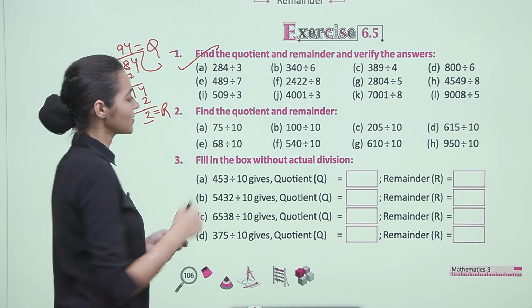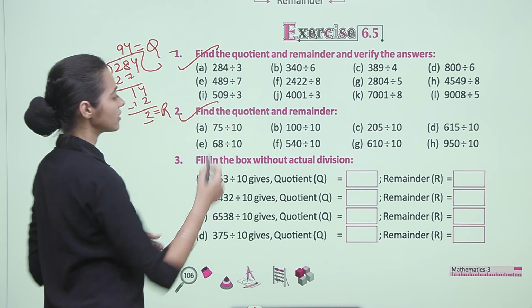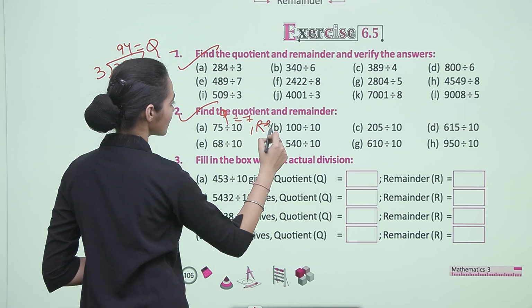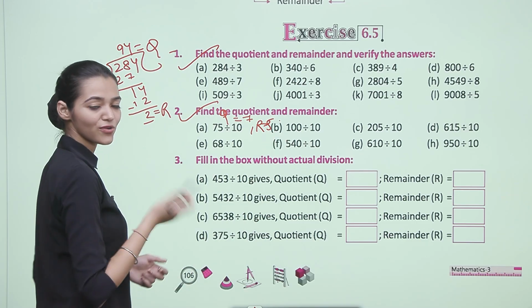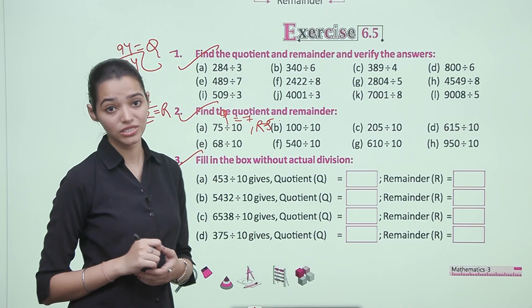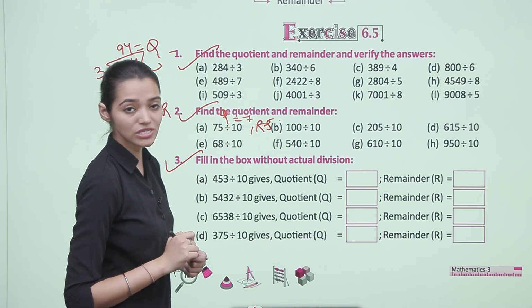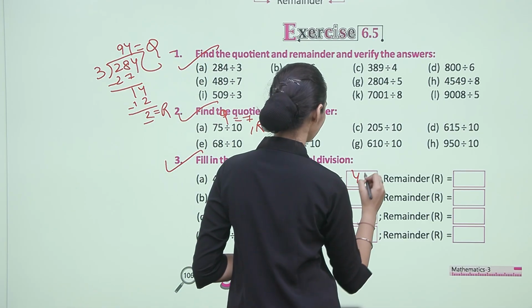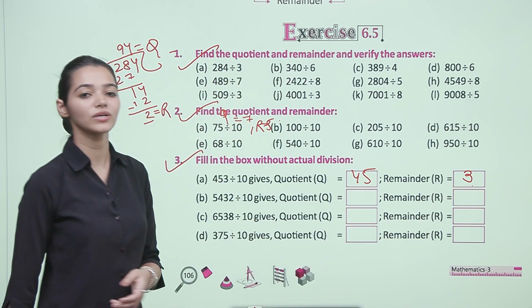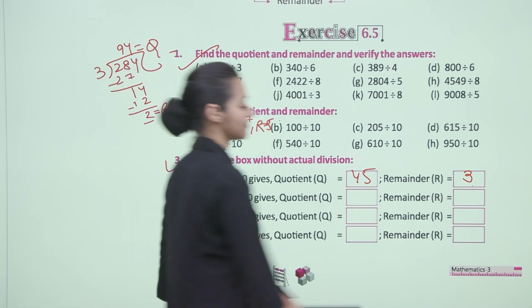as our dividend. Now in the next one, we have to find the quotient and remainder. Here the quotient is 7 and the remainder is 5. That's how you can solve the remaining parts. In the next one, we have to fill the box without actual division. So when we divide, the quotient is 45 and the remainder is 3. That's how you can complete the remaining part.